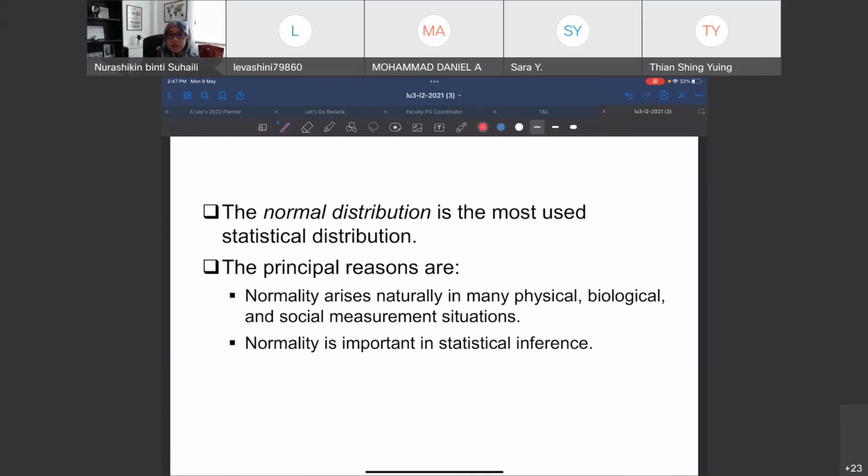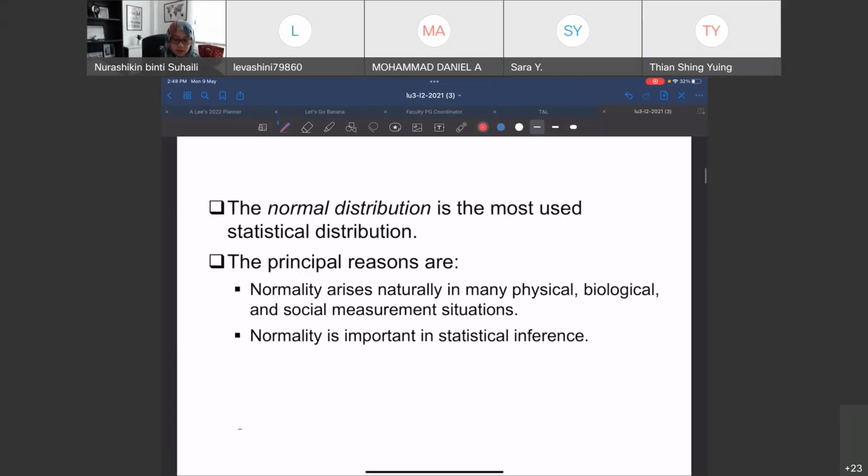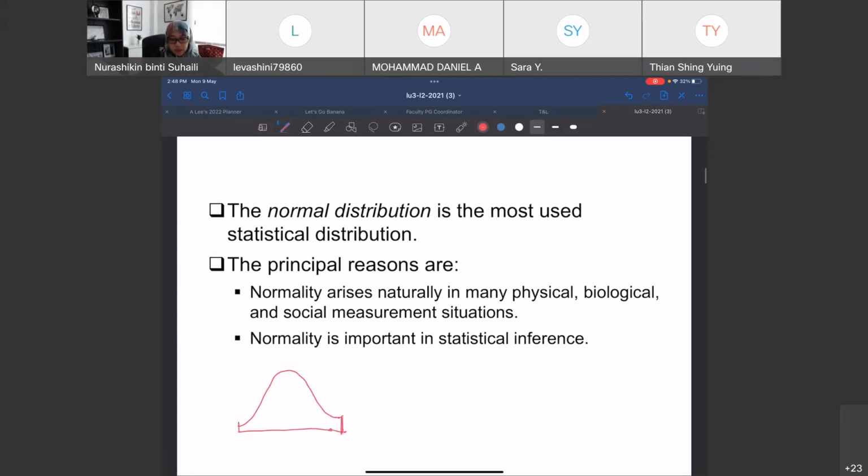So when we talk about distribution of marks, distribution of weight, distribution of height, distribution of whatever attitude or behaviors, what the statisticians found out is that the trend of the whole distribution is always in a bell shape curve, or in a normal shape like this.